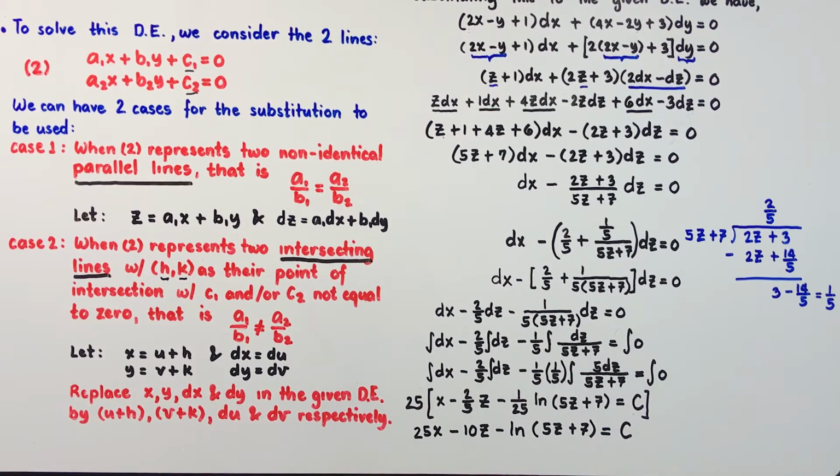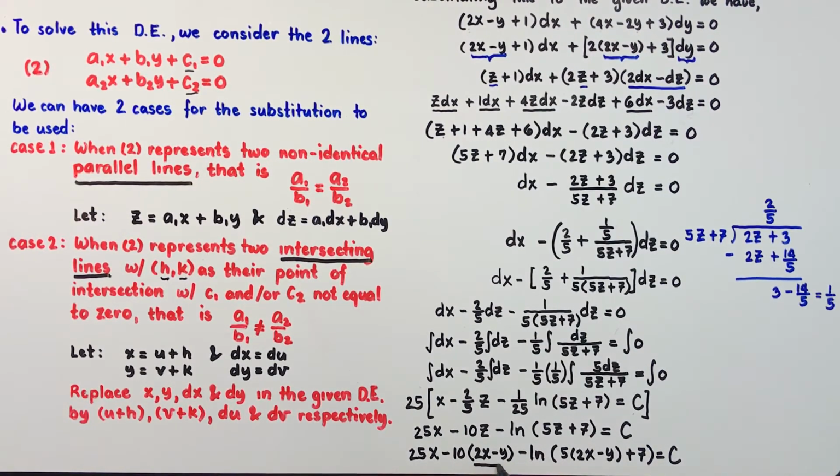So substituting back our original variables, we need to substitute back our representation of z, which is 2x minus y. So we have 25x minus 10 times 2x minus y. And this will be subtracted by the natural log of the quantity of 5 times 2x minus y. So we have 5 times 2x minus y. And this is added to 7 here, which is equated to the constant of integration c.